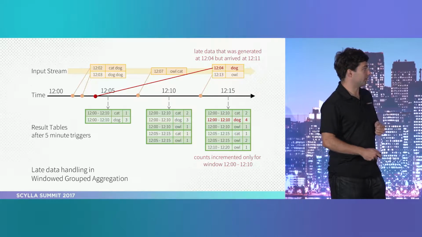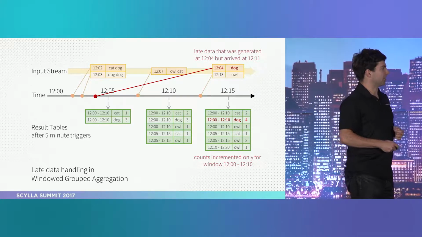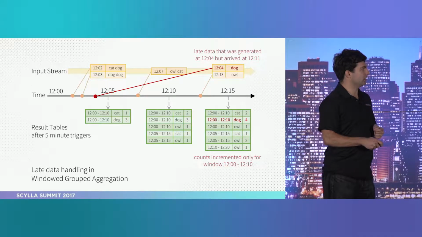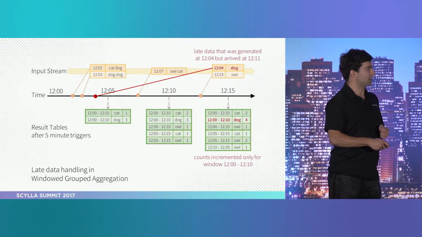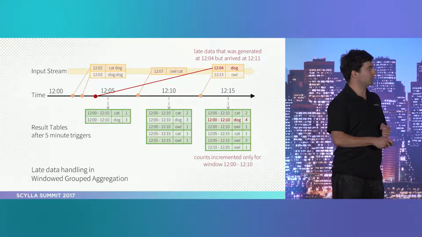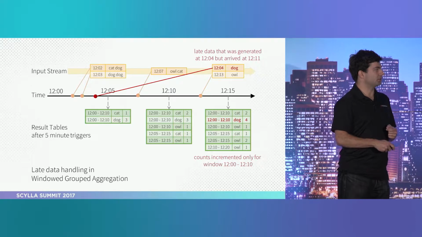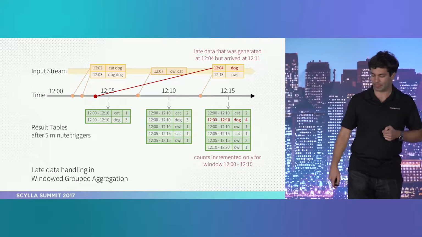So another example, on the cat-dog example, you have your data coming in. You have your cat, dog, dog, dog. You have your counts. And then you have your dog record that came very late at like 12:11. But the event time of that record corresponds to 12:04. You can still update the aggregation and your windowed state.